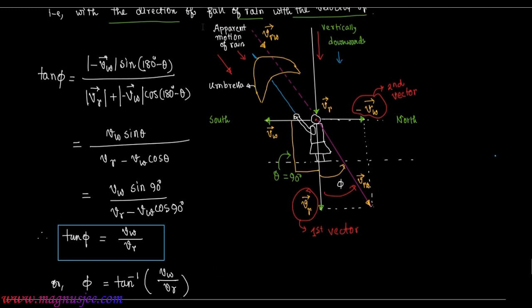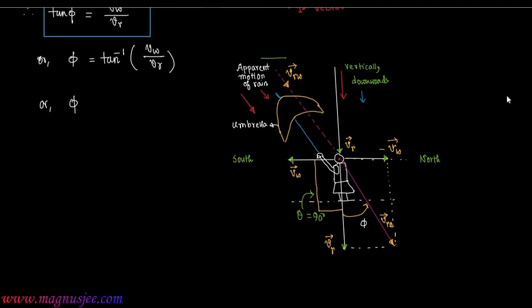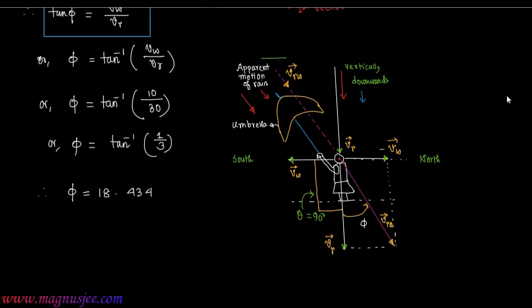Phi is equal to tan inverse VW by VR, or phi is equal to tan inverse 10 by 30. Phi is equal to tan inverse 1 by 3. Therefore, the value of phi will be 18.4349488 degree. This phi can be expressed in terms of degree, minutes and seconds. Therefore, phi is equal to 18 degree 26 minutes 5.82 seconds.